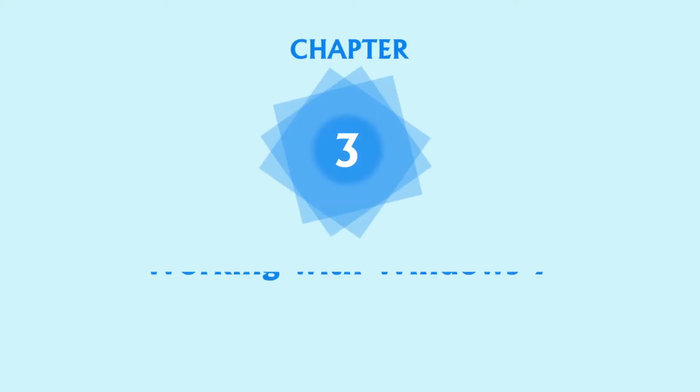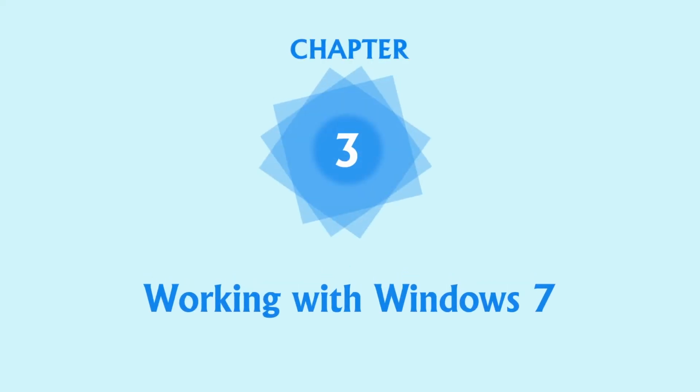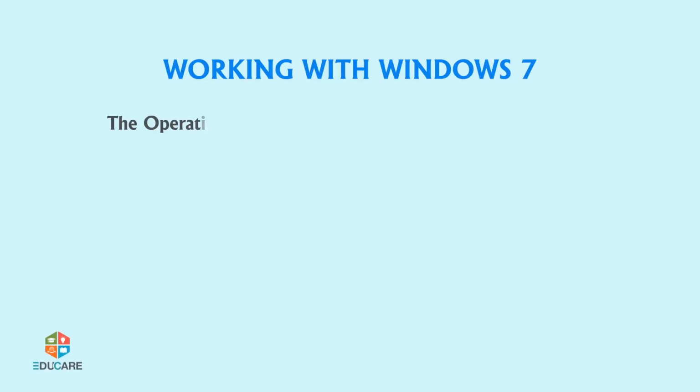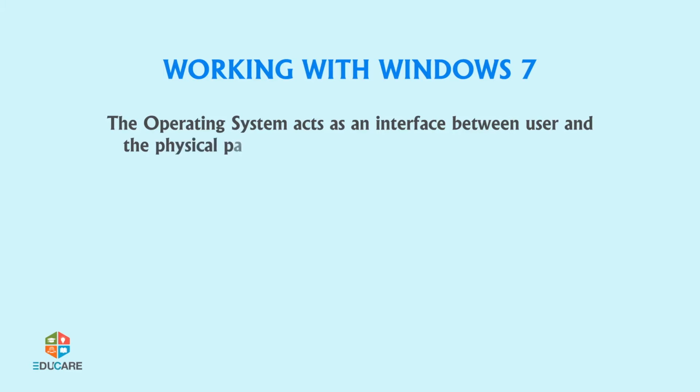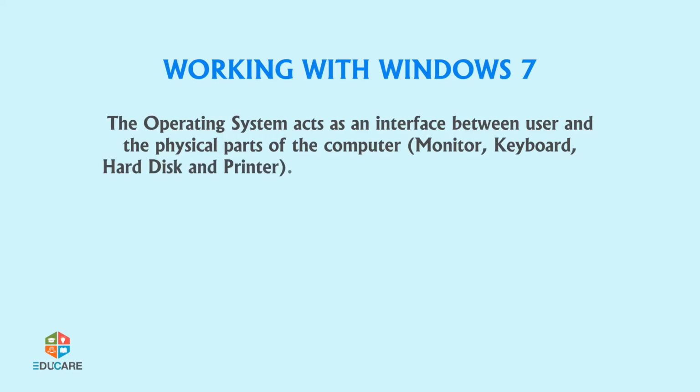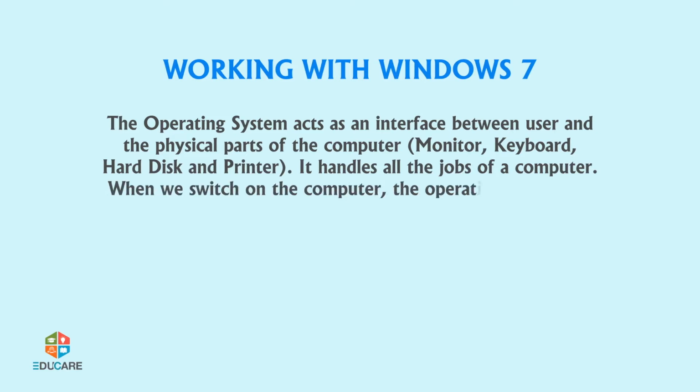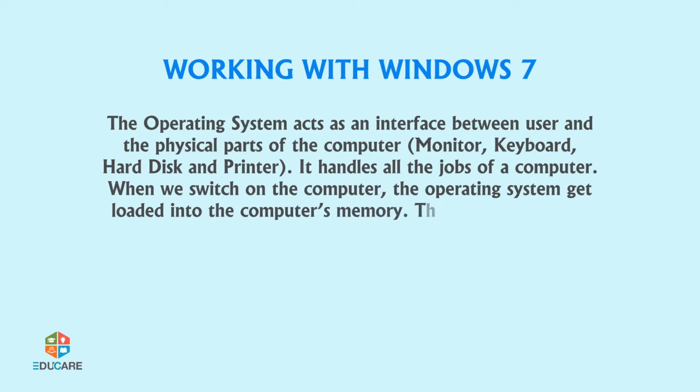Chapter 3. Working with Windows 7. The operating system acts as an interface between the user and the physical parts of the computer: monitor, keyboard, hard disk, and printer. It handles all the jobs of a computer. When we switch on the computer, the operating system gets loaded into the computer's memory. This process is known as booting.